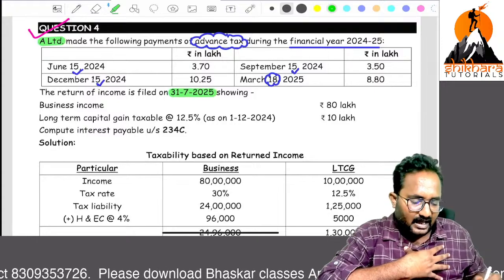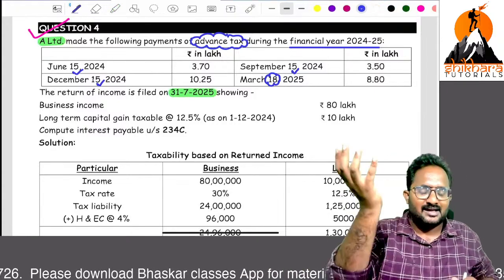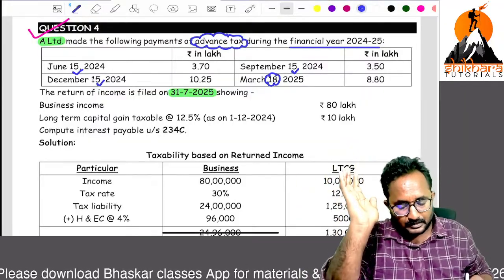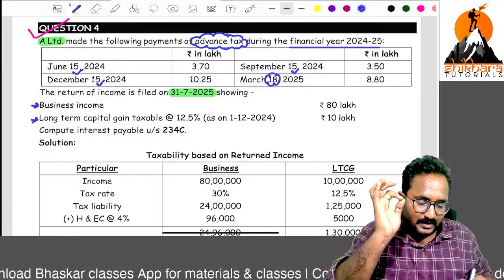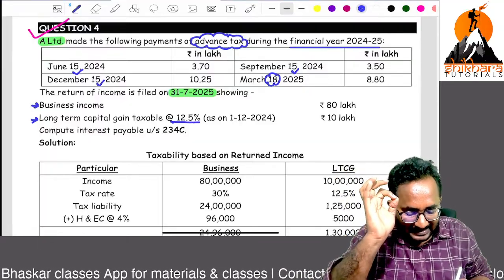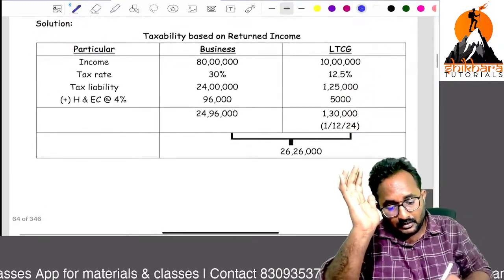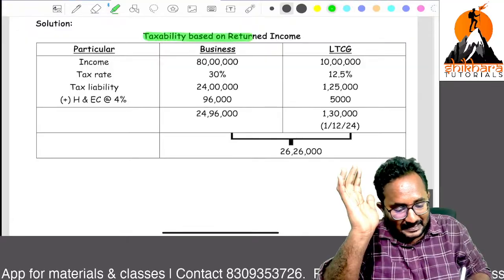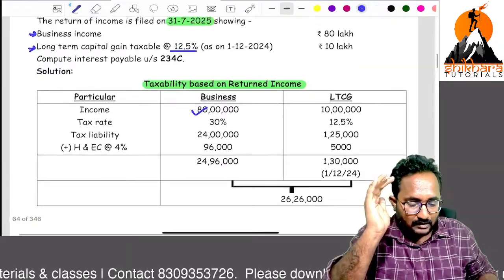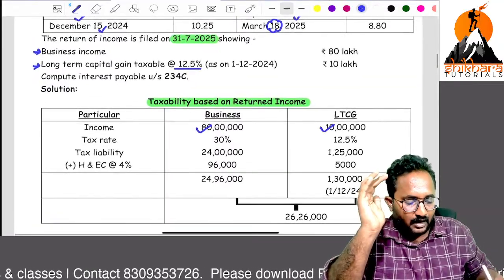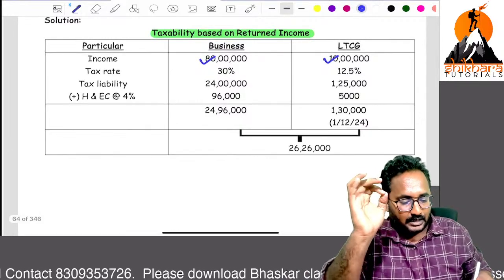The company filed its return of income. I don't know why they have given the date also. The company always files before the due date, 31st October. What is the business income and what is the long-term capital gain? They have given the long-term capital gain tax rate also in that question. Now, what is the requirement? Returned income related tax liability. Here, business income is taxable at the normal tax rate. Capital gain income is taxable at a special tax rate.